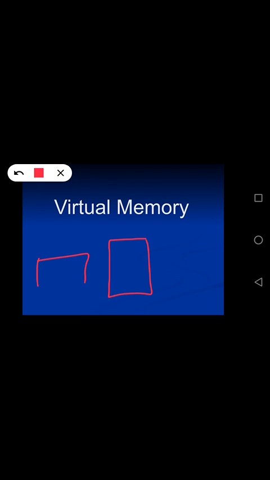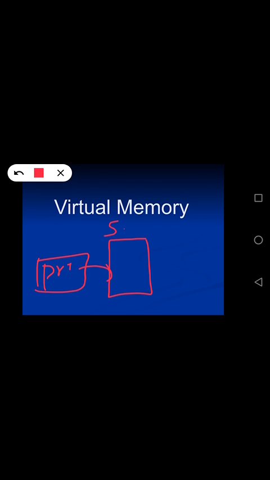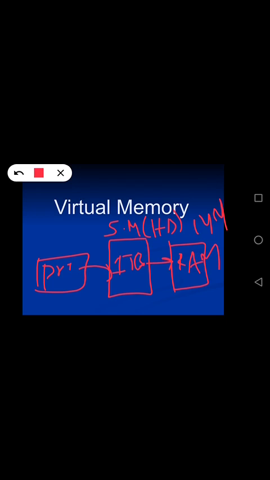In general, when the programmer writes a program, this program will be stored in secondary memory, that is, the hard disk. From secondary memory it goes to main memory for execution. In general, the size of the hard disk would be 1 TB, and the size of the main memory, that is RAM, is 8 GB.